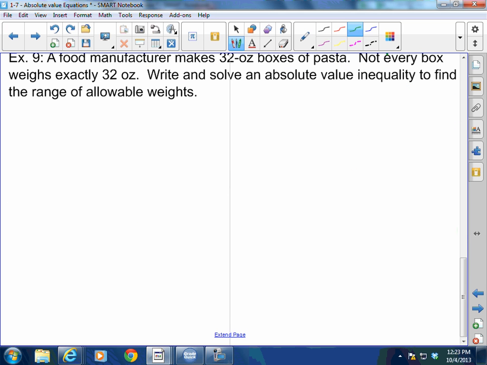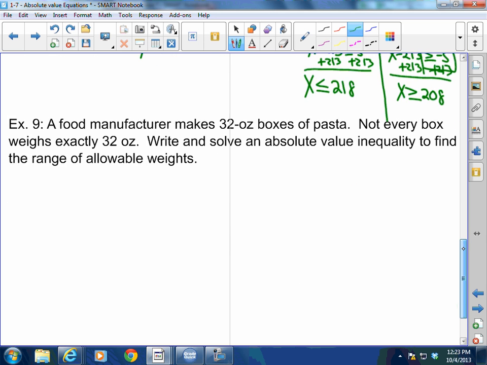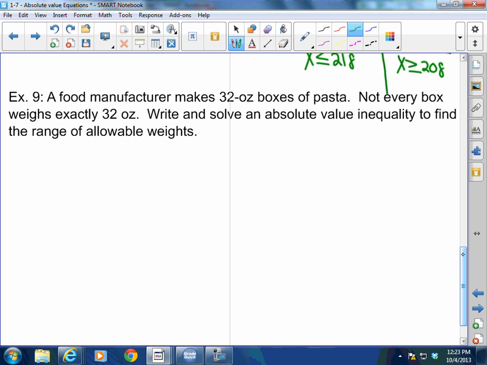Let's say I have here a food manufacturer that makes 32-ounce boxes. That's the goal, right? That's the desired. That's what it should be. He makes 32-ounce boxes. They don't want to make 38-ounce boxes or 39. They want to make 32-ounce boxes. Not every box, though, weighs exactly 32 ounces. Write and solve an absolute value inequality to find the range of allowable weights.